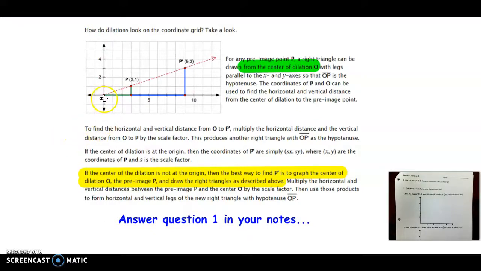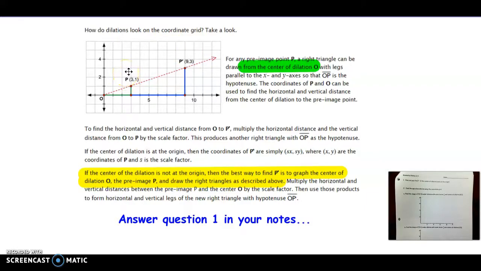Our center of dilation is this point O, and it is at 0, 0 on the coordinate plane. Now I can tell which one is my pre-image by looking at which one does not have that prime notation. So P is my pre-image, it's the point I'm starting with, and I'm trying to locate where P prime will be. In this example, we're using a scale factor of 3.